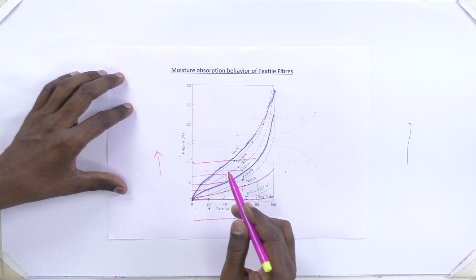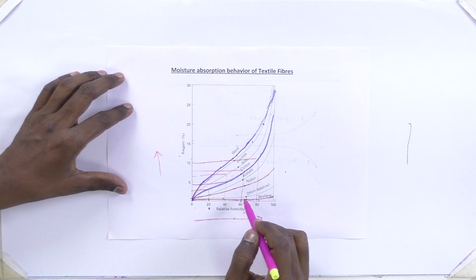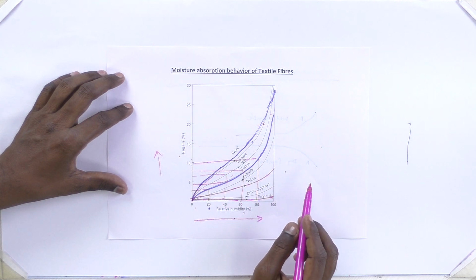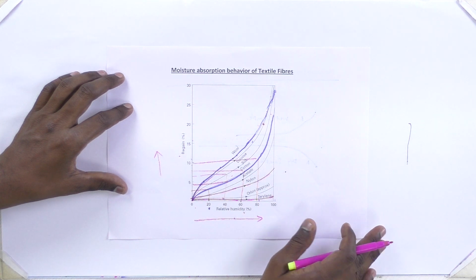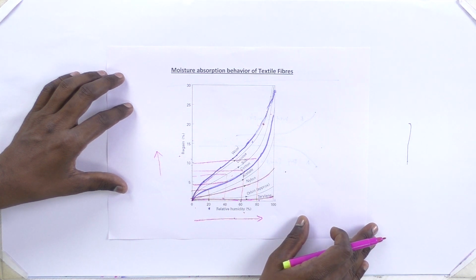So in this last part we discussed the relation between RH and regain. The regain increases based upon the relative humidity of the fiber.